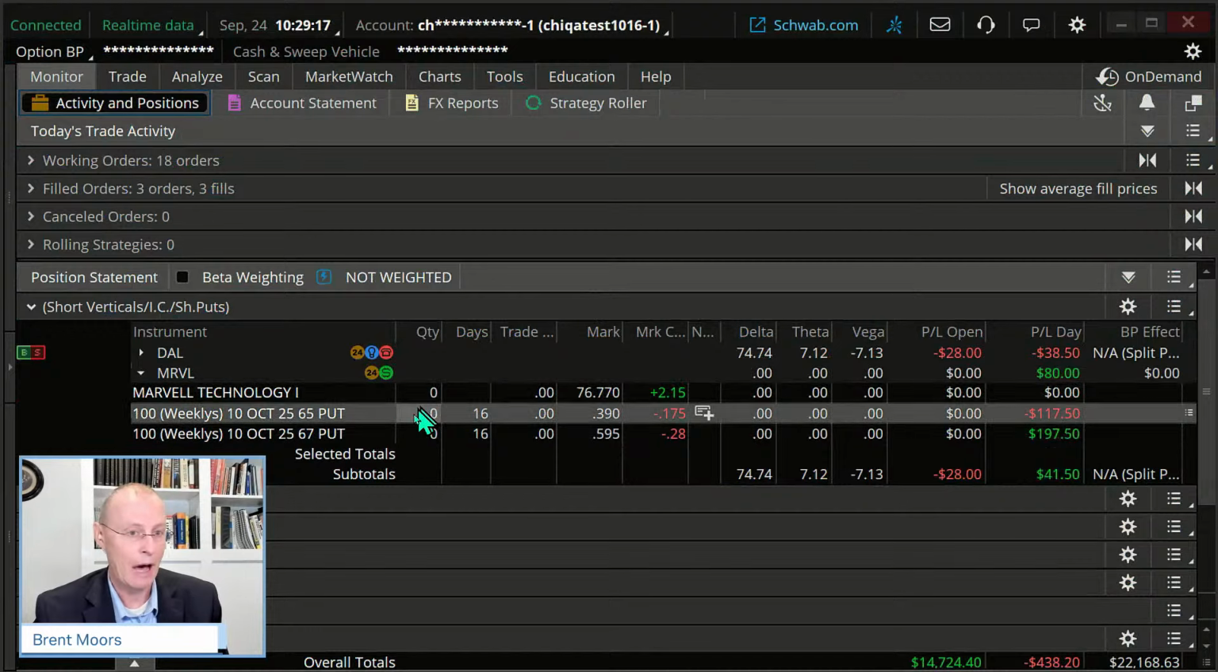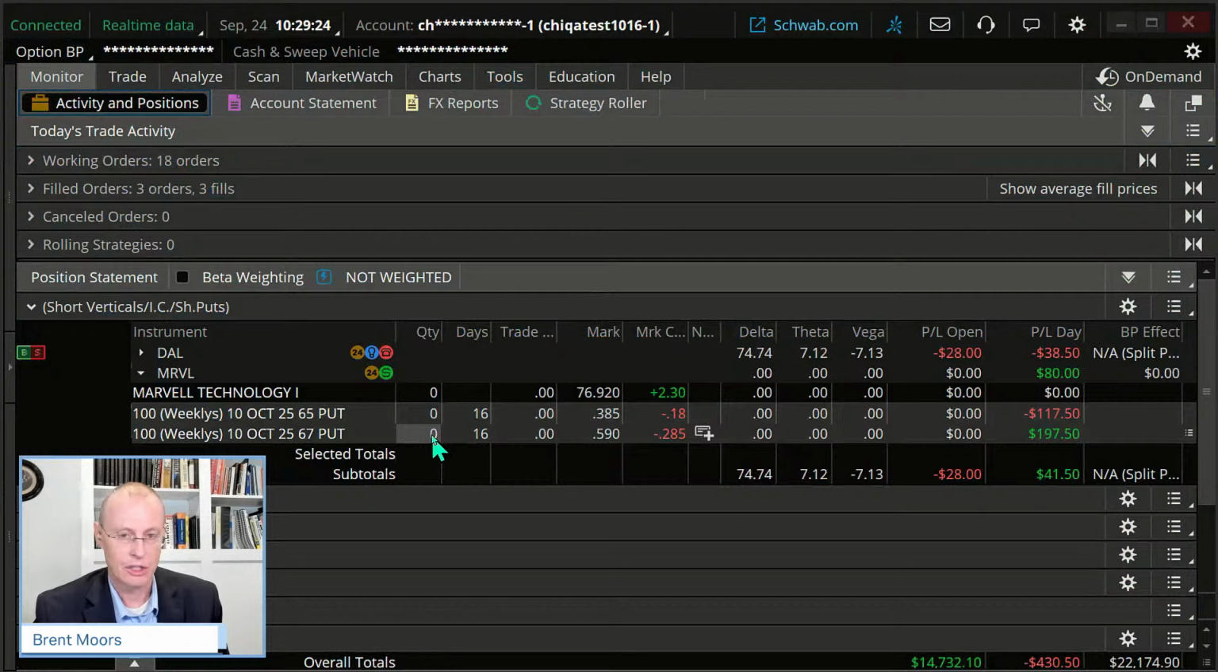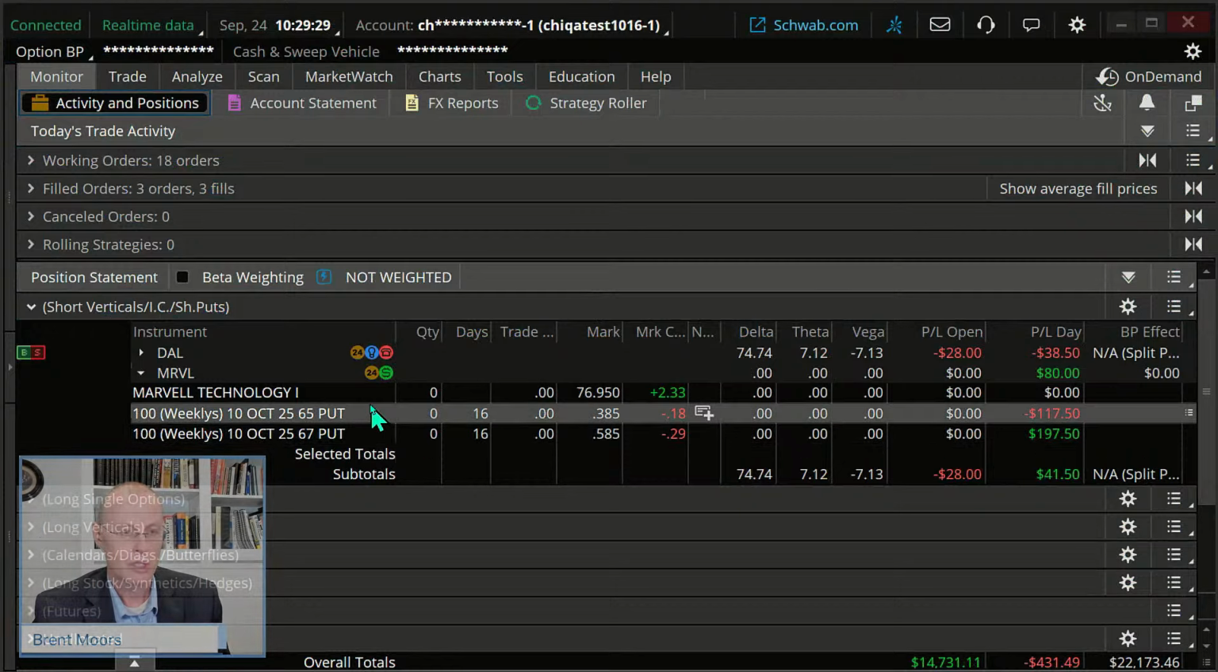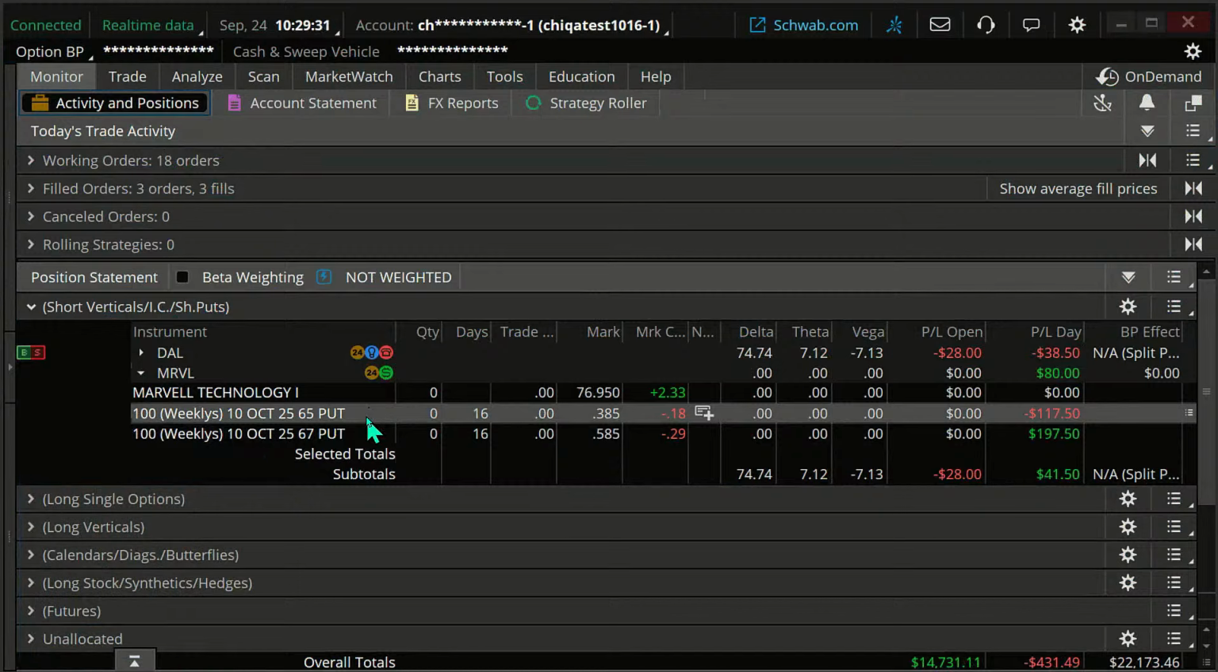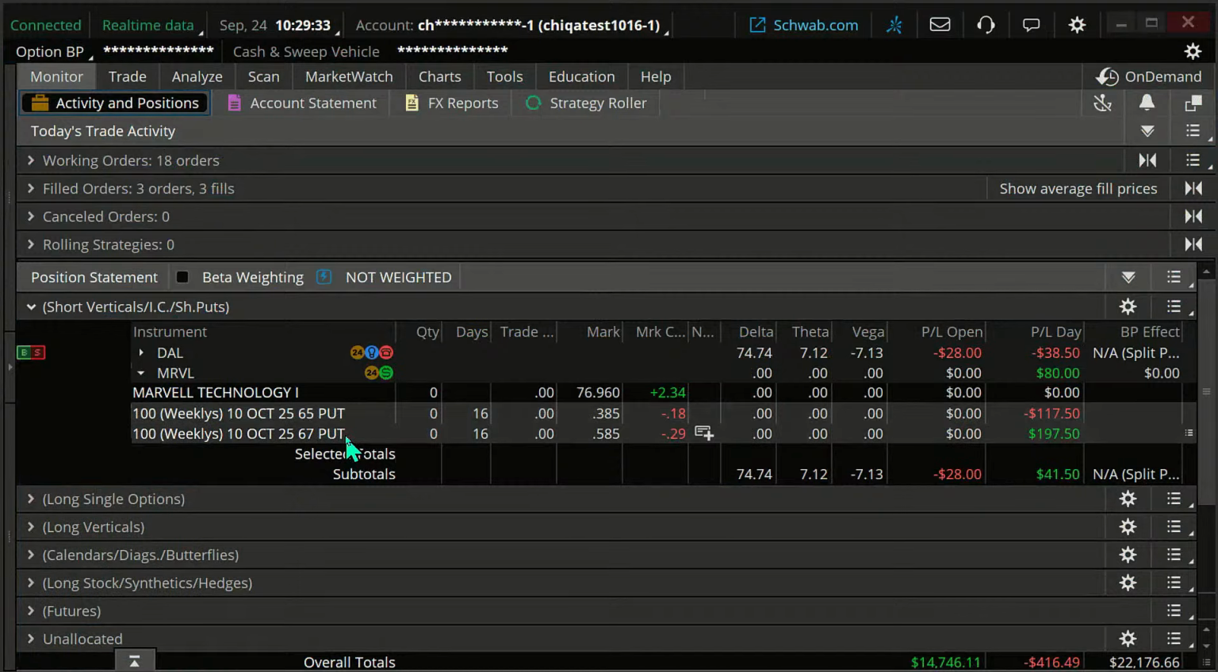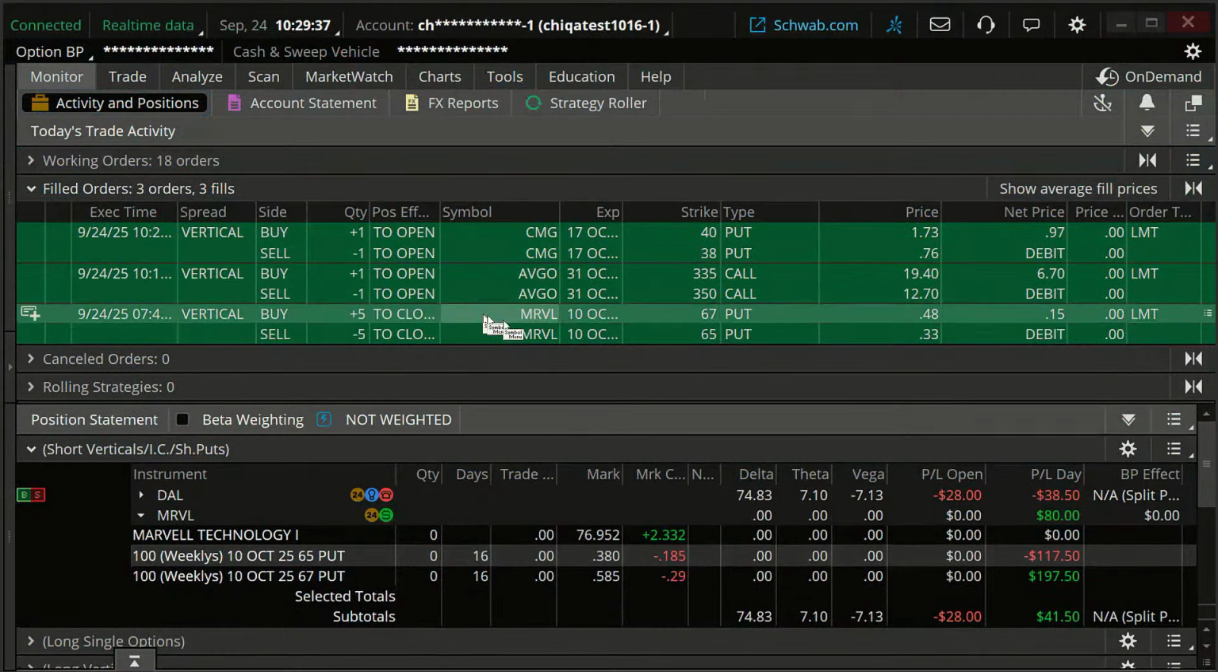We're out of this trade. Okay, so quantity 0, and I think that just means we hit a stop or something like this on this. Well, let's see what we did. To look at this, how can I see what happened to this trade? Well, I can look at filled orders and see, here it is, Marvell. We got out at 15 cents.